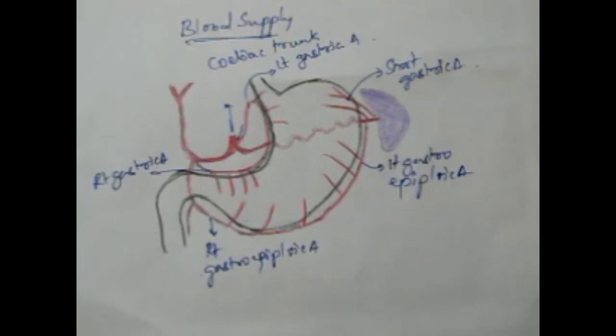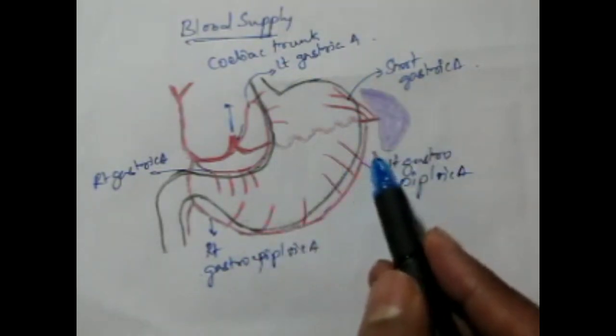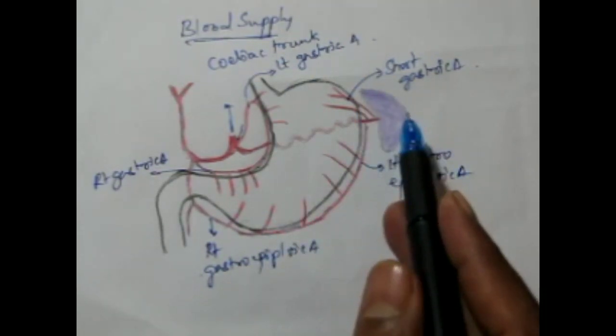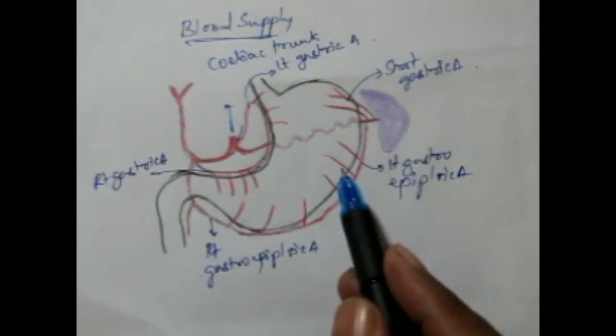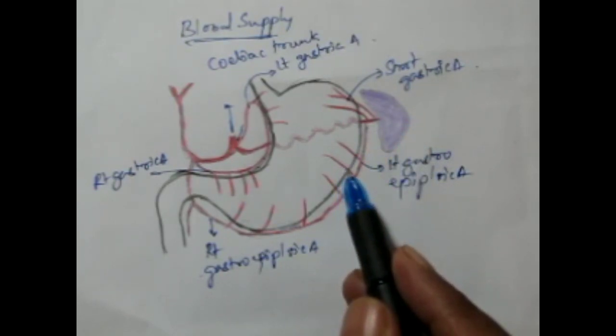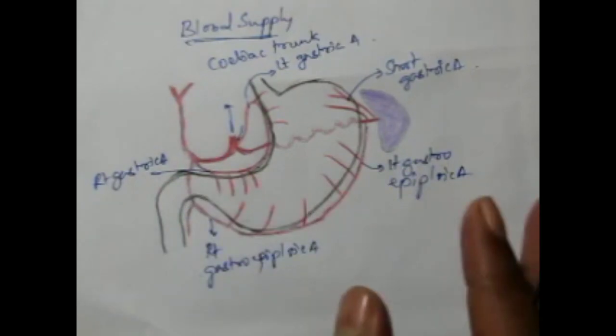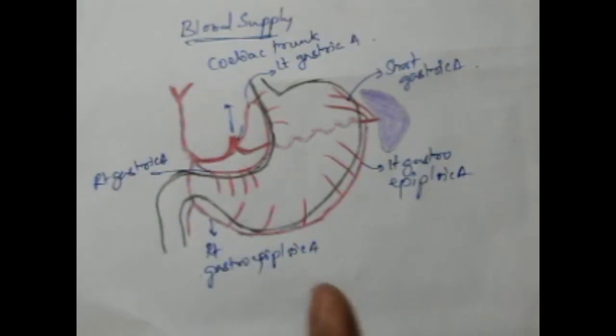Venous drainage follows the same names, but the left and right gastric veins drain to the portal vein, while the left and right gastroepiploic veins and short gastric veins drain to the splenic vein.